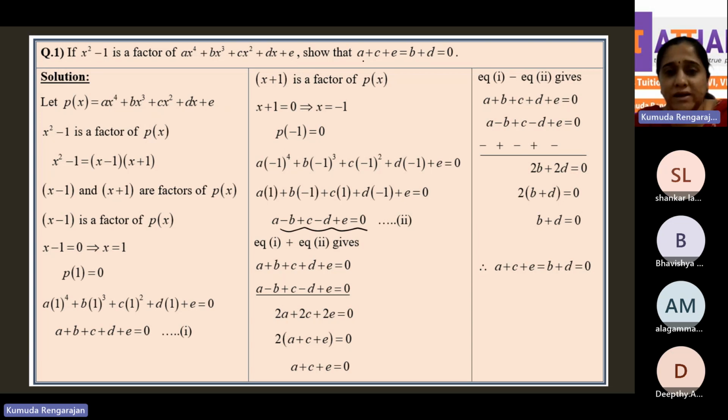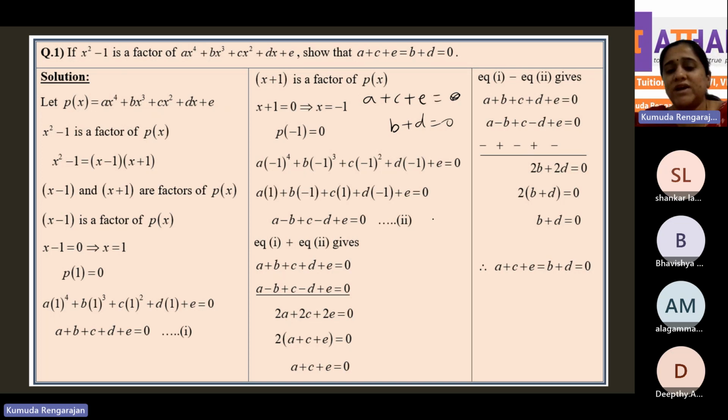Now we need to show that a plus c plus e is equal to 0. We need to show two things. We need to show that a plus c plus e is equal to 0, and we should also show that b plus d is equal to 0. We need to prove these two things: A plus C plus E is equal to 0 and B plus D is also equal to 0. That's what is given.